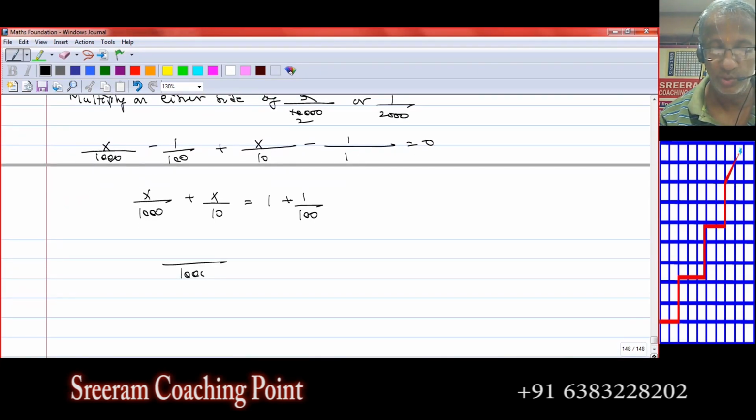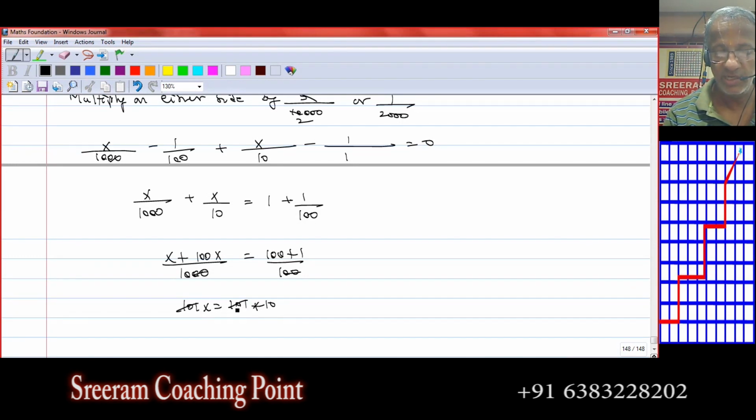So it is 1000 x plus 100x equal to 100 plus 1 divided by 100. 2 zeros on either side will cancel. 101x equal to 101 into 10. So 101 on either side we are cancelling it off. x equal to 10.